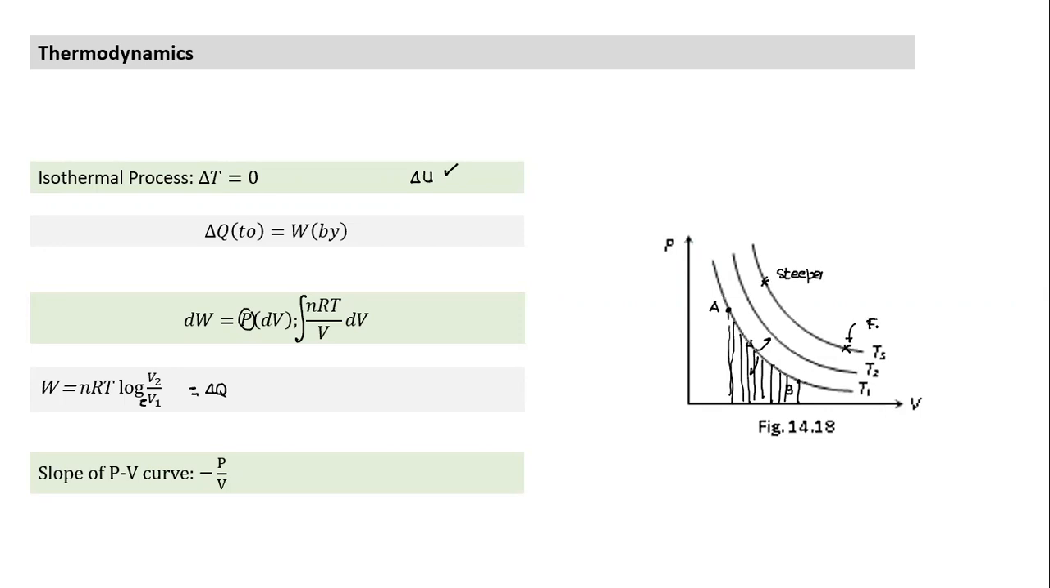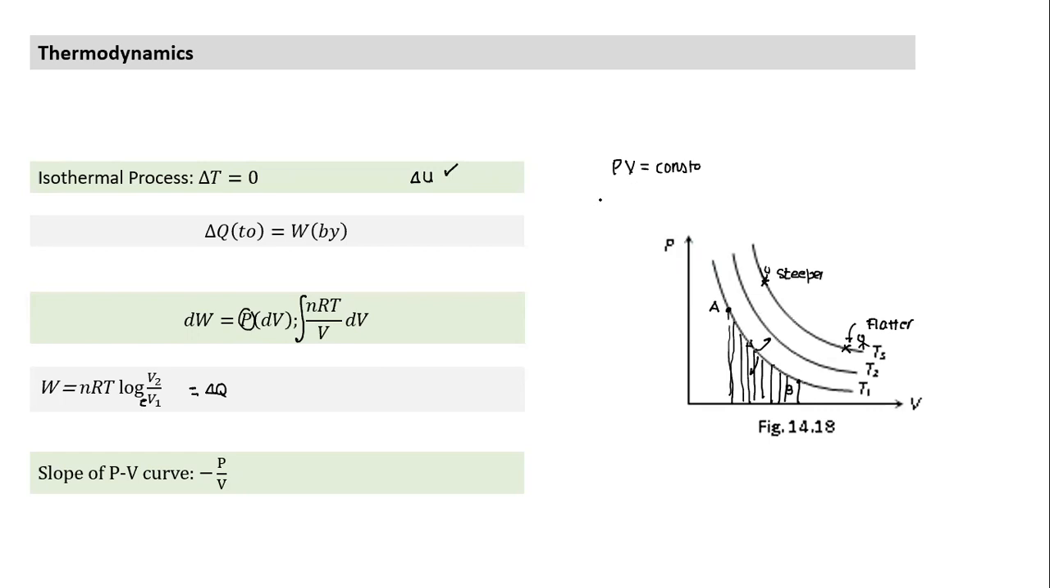So I hope all of you are clear on the terms steep and flat. If you are walking here, you will find it easy to walk. If you are walking here, you'll find it difficult. So it's steep and flat. So how do you find the slope of the PV curve? We find the slope using this equation. PV is equal to constant.